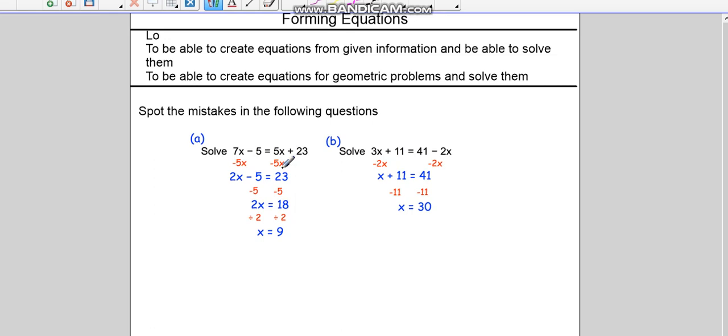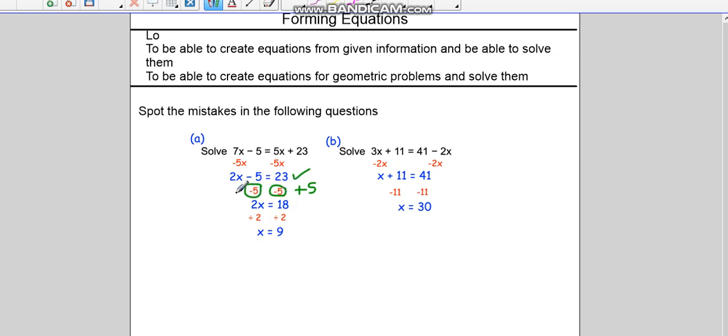So when I take away 5x here, I get nothing, and I've still got the 23, so I'm happy with that. 7x take away 5x is 2x, I'm happy with that, and the minus 5 is there. So up to that point, I'm happy. Then they suggested taking away 5, so the 2x would stay. Minus 5 take away 5 is going to give me minus 10. So I've got a problem here because I need that to go to 0. So how would I normally get rid of negative 5? Well, I would add 5. So this is the mistake on this one. These should have been add 5.